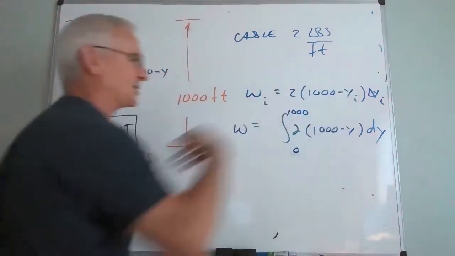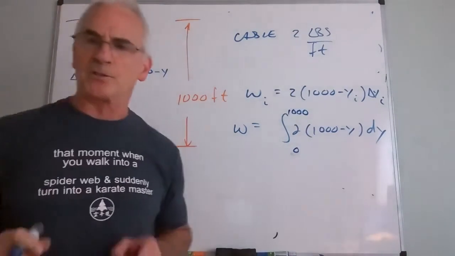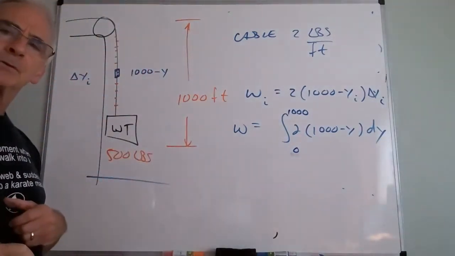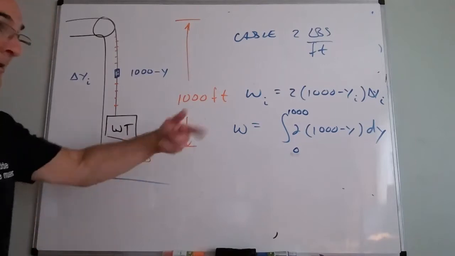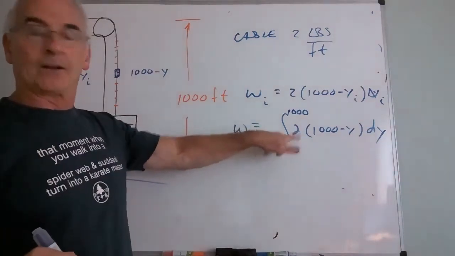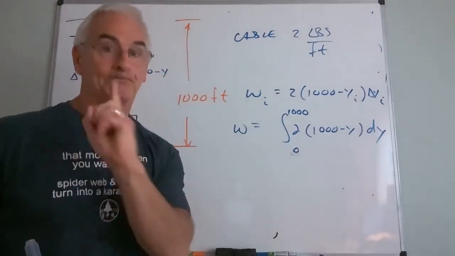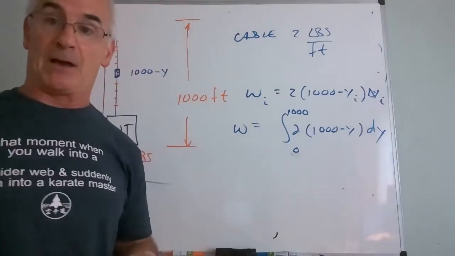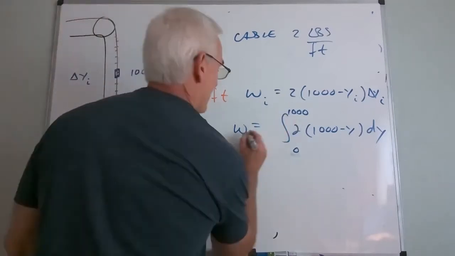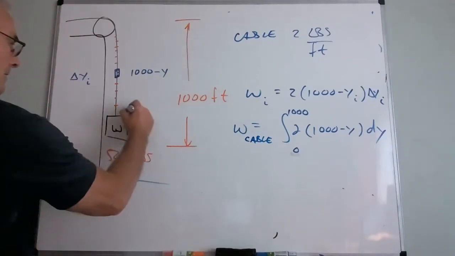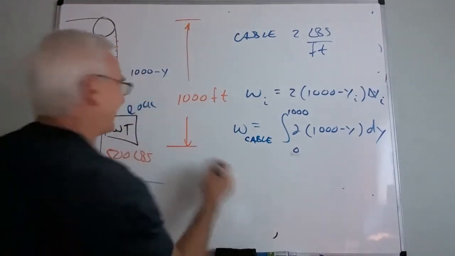Now, this calculation is trivial. Is this how much work is required to lift the weight? We need to add the weight, the force for the weight itself. So what are we calculating here? What is this? The work for the cable. So everybody understand there's two different calculations in this problem. So maybe I should do this. Work for the cable. Okay, let's call this a rock.